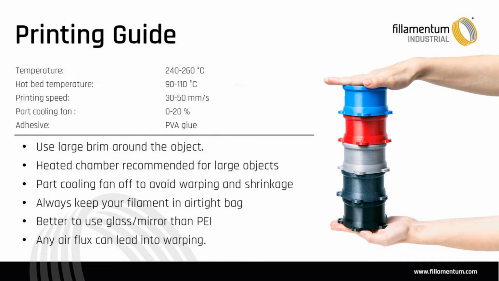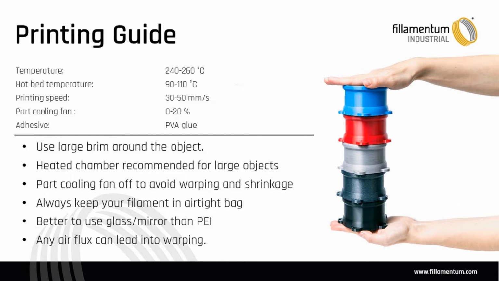Okay, now I would like to talk about some basic settings for 3D printing. The printing temperature of our nylons is 240 to 260 degrees Celsius, and 90 to 110 degrees Celsius on the hotbed. The printing speed should be around 30 to 50 millimeters per second. But definitely I would recommend 20-25 millimeters per second for the first layer to ensure good adhesion to the build plate. Part cooling fan 0 to 20 percent.